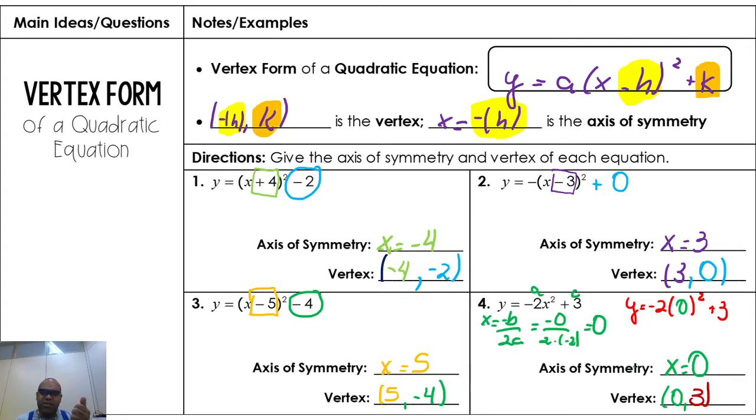Remember, the x of symmetry and the y-intercept, we can easily find these. How, mister? Look at our presentation here, guys.